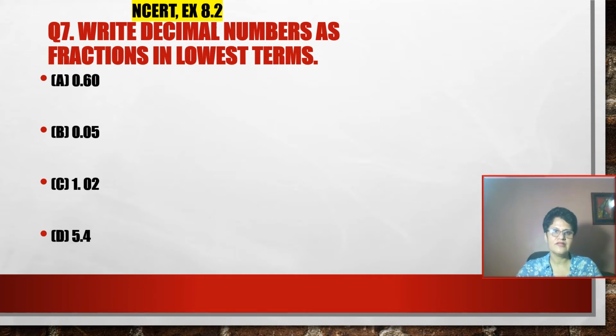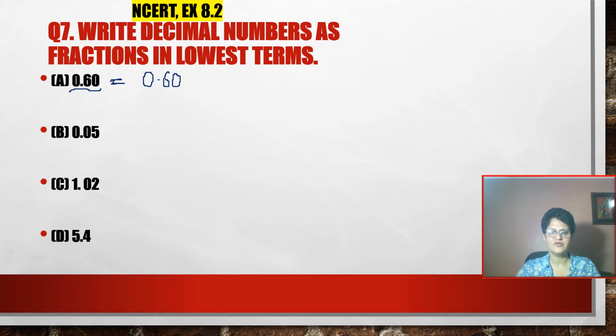Okay, so question number 1 says 0.60. Can you tell me in words what this is? Yes, if it is 60 hundredths, then your answer is correct. So let's quickly write the question again in your notebook. Whenever you write the question, it is always good practice; in the answer also, you copy the question as it is and then solve.